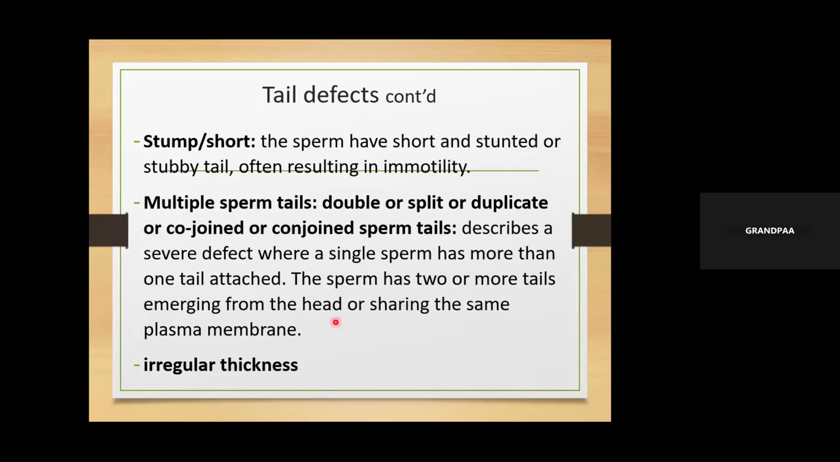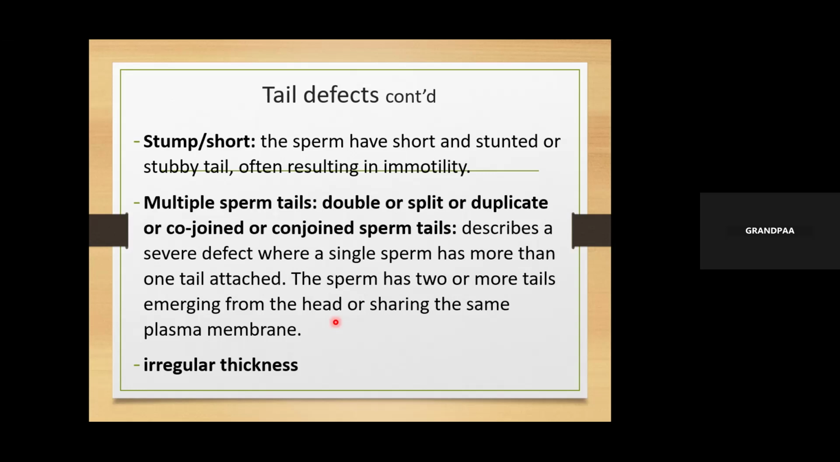Then a stump or short tail. Stump here relates to stunted growth, which I'm sure you know about. Stunted growth is, let's say a child, if we have some nutritional deficiencies, is unable to grow. So that's called stunted growth. It is unable to go beyond a certain length of a sort. Yes, so that's stunted growth.